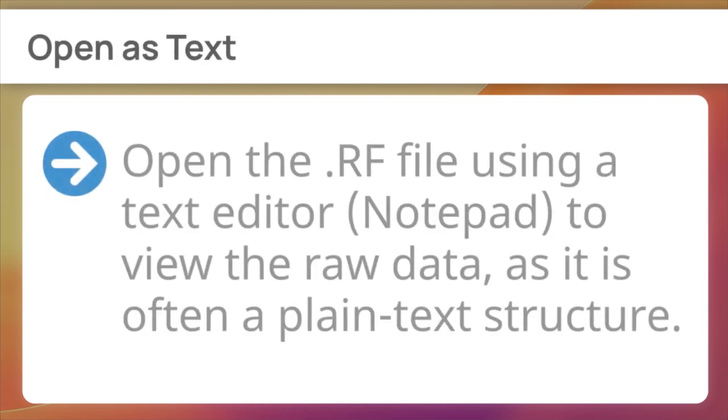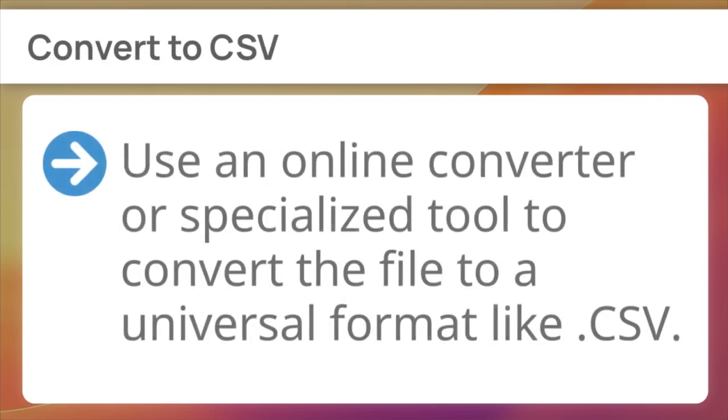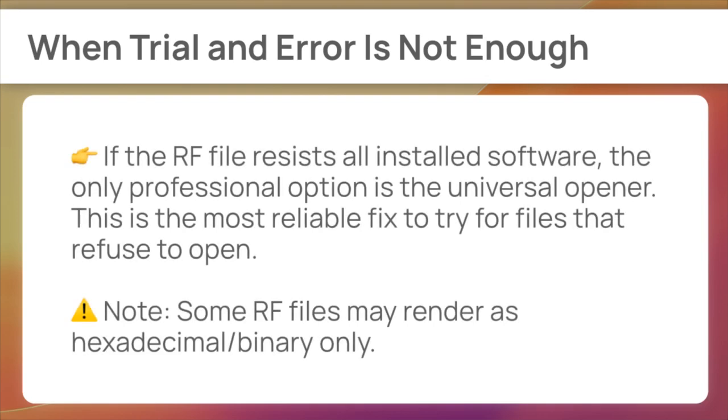Next, open as text. Open the RF file using a text editor, Notepad, to view the raw data, as it is often a plain text structure. Finally, convert to CSV. Use an online converter or specialized tool to convert the file to a universal format like .csv. With the manual compatibility check complete, we know the issue is deep and technical.